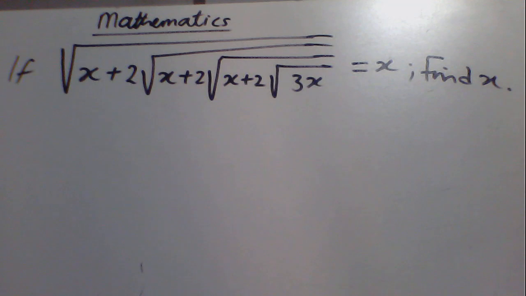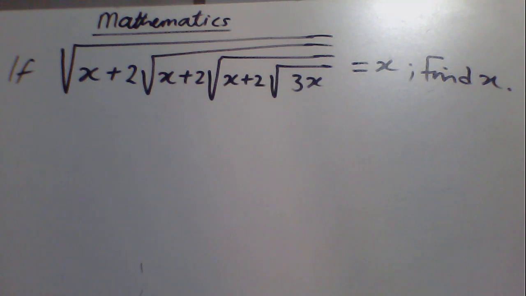You are required to find the value of x. If the square root of x plus 2 times the square root of x plus 2 times the square root of 3x equals x, what is the value of x? The easiest way to solve this type of problem is by trial and error.